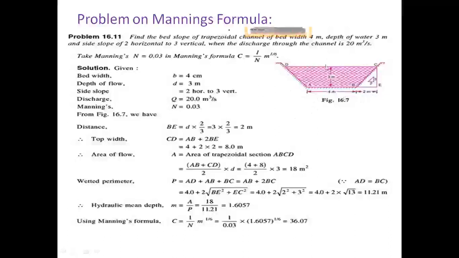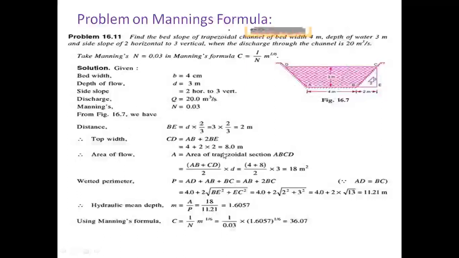Now find the top width of the channel, CD. CD equals AB plus 2 BE. Both sides have the same value, so we take 2 BE. AB is 4 plus 2 into the BE value, which is 2. So finally the top width of the channel is 8 meters.